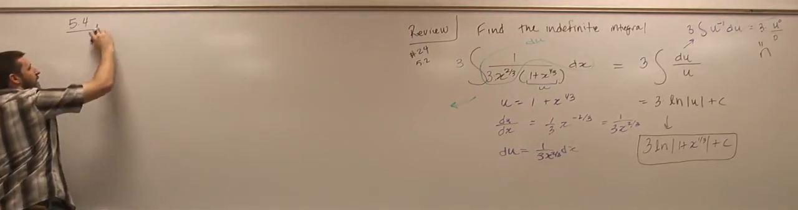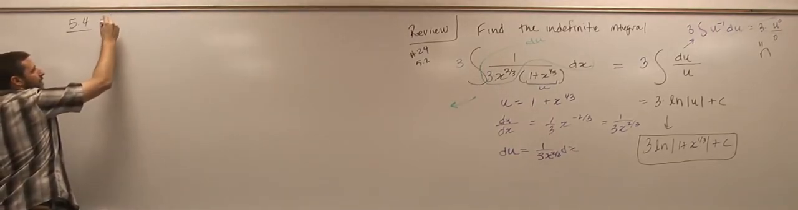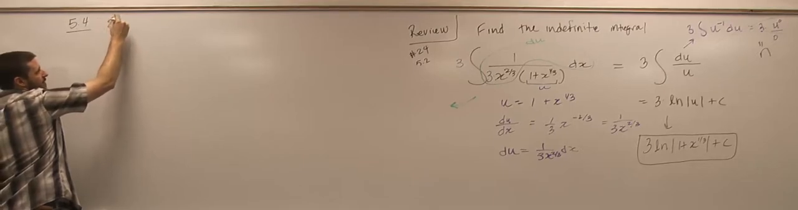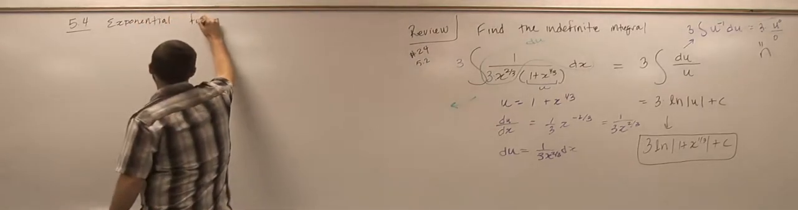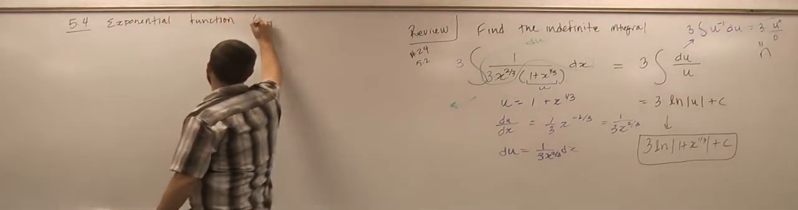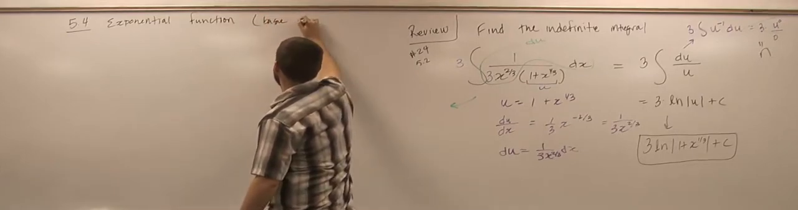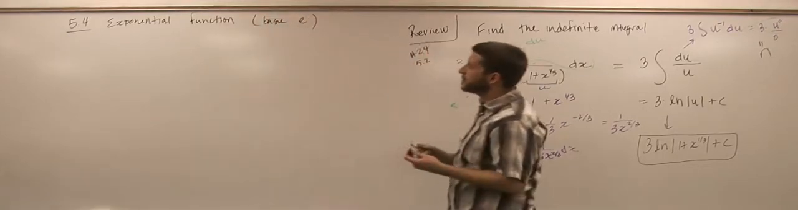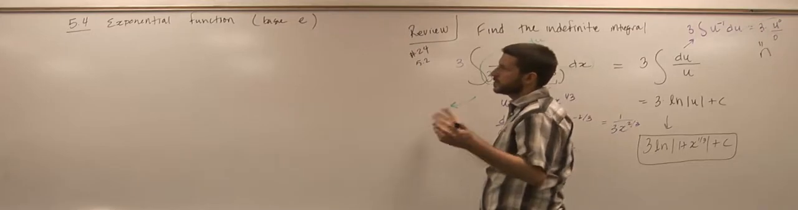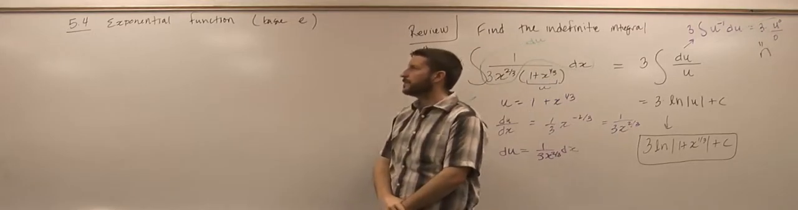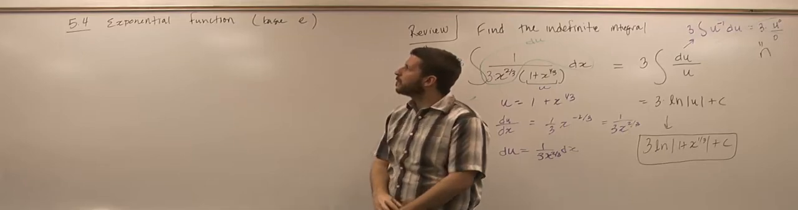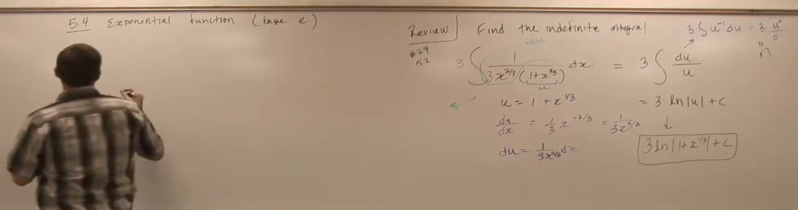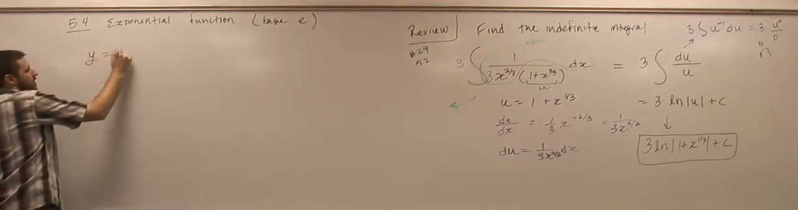5.4 and 5.5 are related. 5.4 is about the exponential function with base e. 5.5 is about all exponential and log functions with different bases, not e. So this is the function we want to study in this section, y equals e to the x.